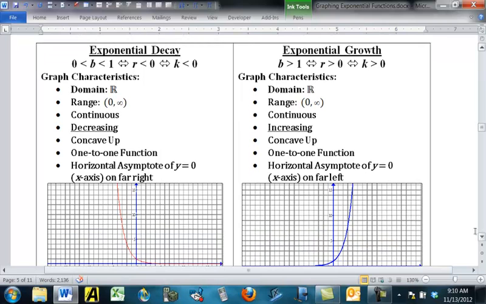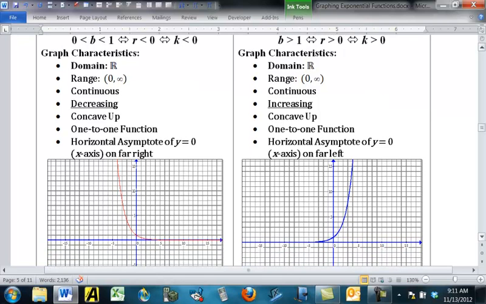Okay, so here are our basic two setups. We have exponential decay and exponential growth. We have growth on the right when the base is bigger than 1. That corresponds to having a positive value for r, and it also corresponds to having a positive value for k. The domain is all real numbers. The range is from 0 to infinity. It's continuous. It is increasing, concave up. It is a one-to-one function. It has a horizontal asymptote of y equals 0, the x-axis on the far left. And of course a y-intercept of (0, y sub 0), which at this point we're assuming is a positive number.